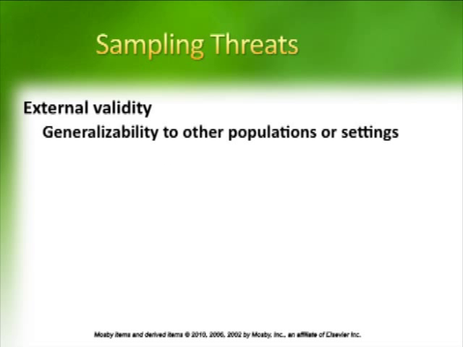And then there's the sampling threat to external validity. And remember, external validity was the ability to generalize to other populations or settings. Now, in most of the articles that you are going to be reviewing or reading, probably for the rest of this program and maybe the rest of your career, you're going to find that most of the sampling strategies are convenience sampling. And when you do that, you cannot take the findings and just generalize them to the population.